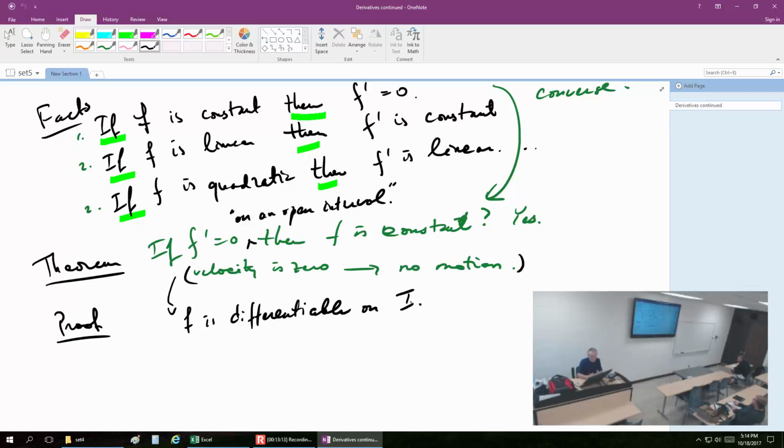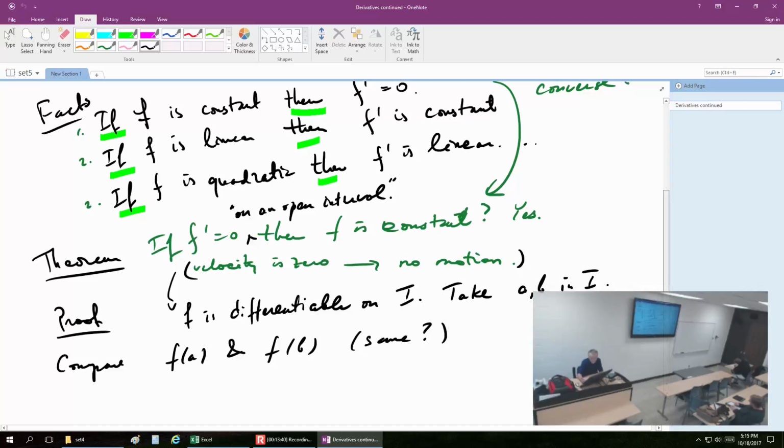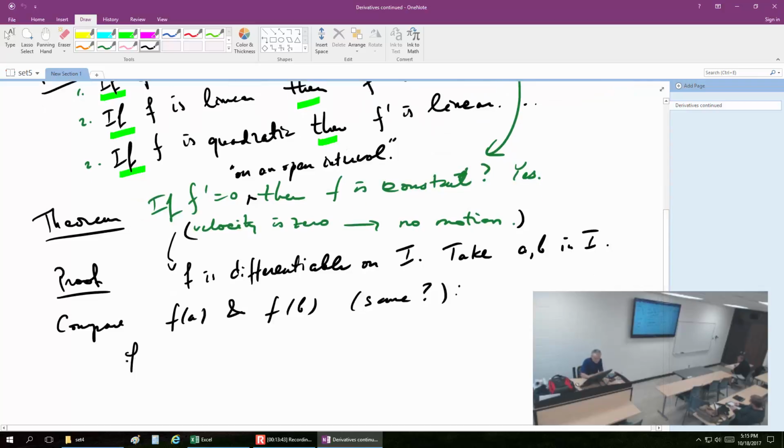Okay, so the trick is to use the mean value theorem, and this is how. Take a and b in I, and then compare f(a) and f(b). We want to demonstrate that these are the same numbers. So how do we compare? We subtract: f(b) minus f(a).